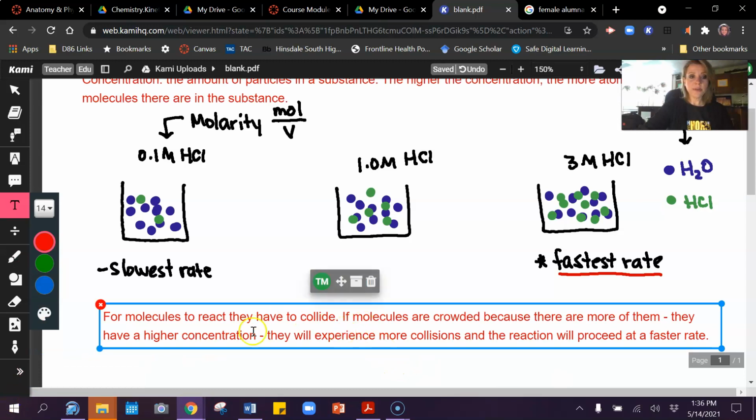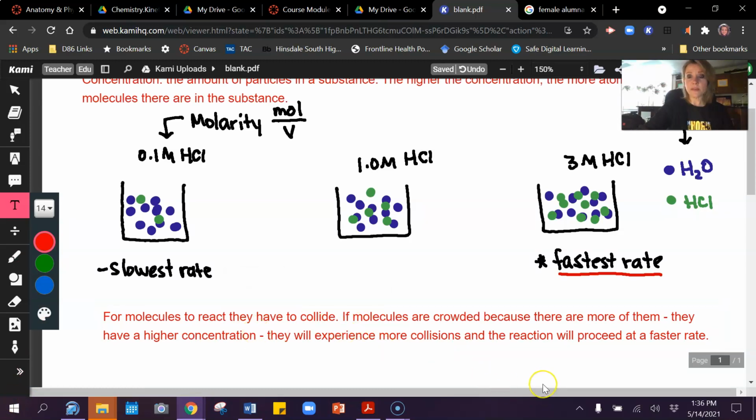And so down here in this text box, I just summarized what we were talking about. For molecules to react, they have to collide. And if molecules are crowded because there are more of them, they have a higher concentration, then those molecules are going to experience more collisions, and the reaction then will proceed at a faster rate.